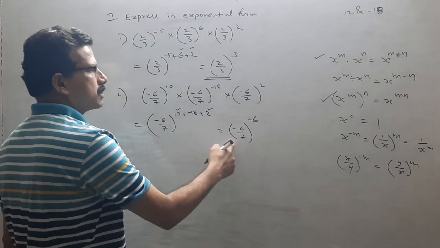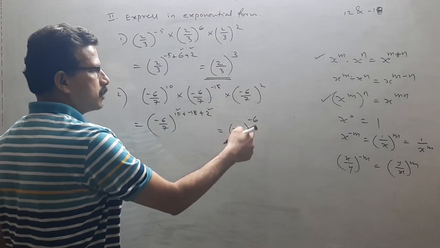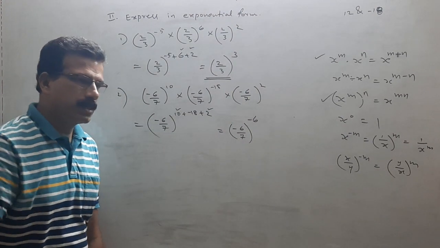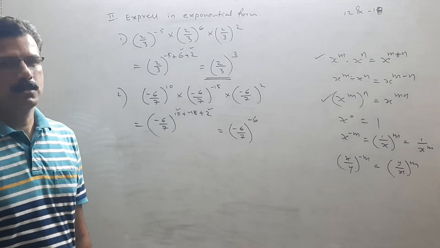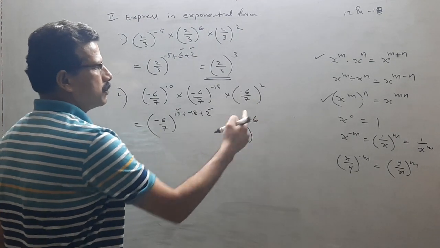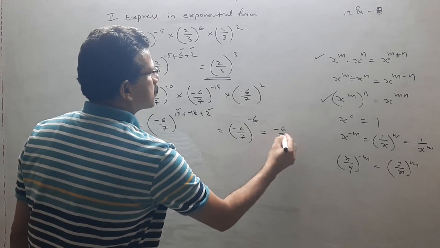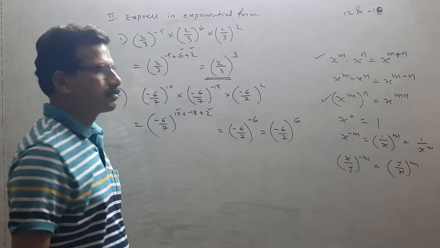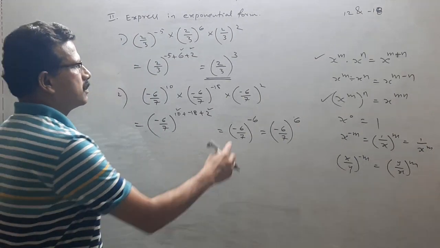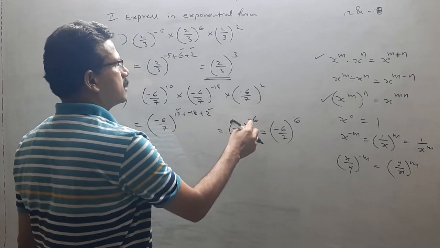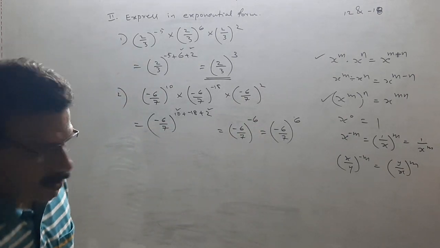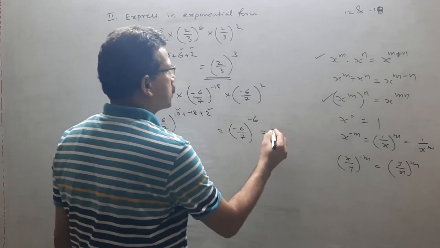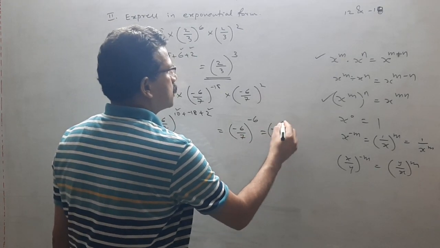Now we will not leave the answer in this way. The question is to write it in exponential form. It is already in exponential form, but the power is negative. Normally we do not leave the answer with a negative power because it is awkward. So we can make it minus 6 by 7 to the power minus 6, and change the power to positive. It becomes minus 7 by 6 to the power 6.